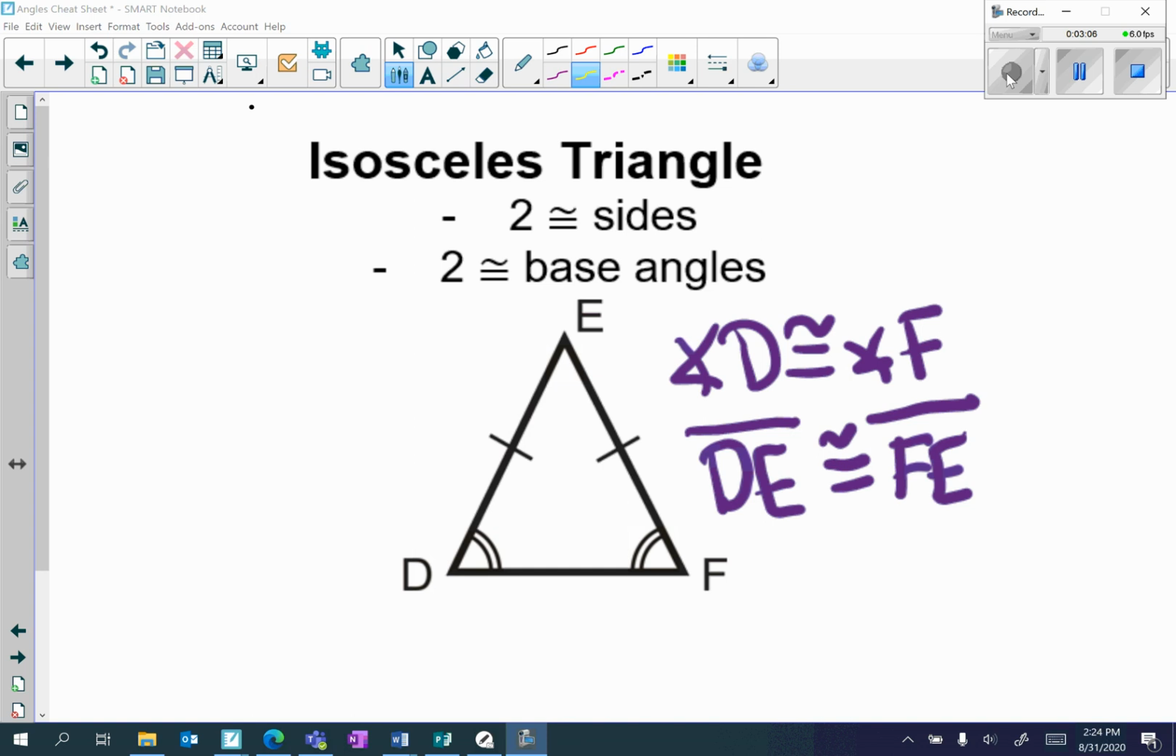Next, we have an isosceles triangle. In an isosceles triangle, we have two congruent sides and two congruent base angles. So for example, angle D is congruent to angle F. Those are the base angles. And DE is congruent to FE. Those are the two sides. So remember, the base angles are opposite of the congruent sides.